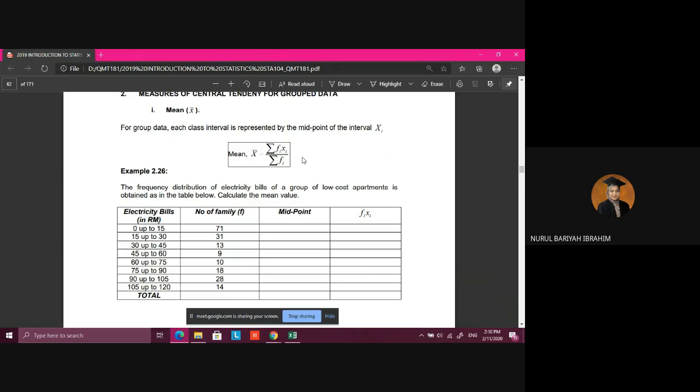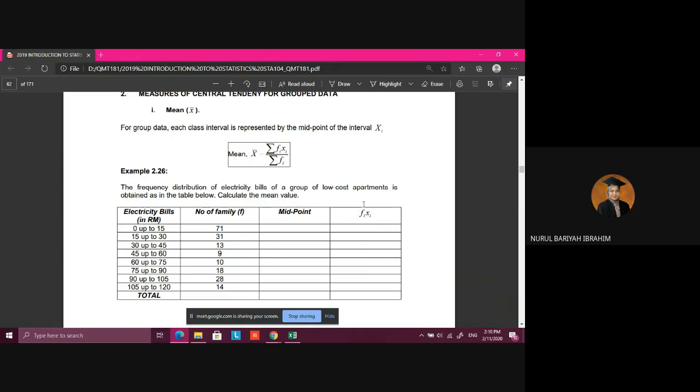Okay, the first one is mean. So this is the formula to get the value of mean. Okay, notationnya adalah x bar equal to summation of fx. Fx here means the frequency multiplied by the value of x. Okay, x here adalah midpoint. So you need to know how to find the midpoint first, and then multiply the midpoint dengan frequency, and then baru you total up.